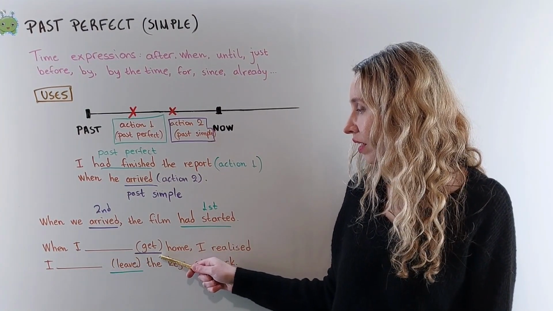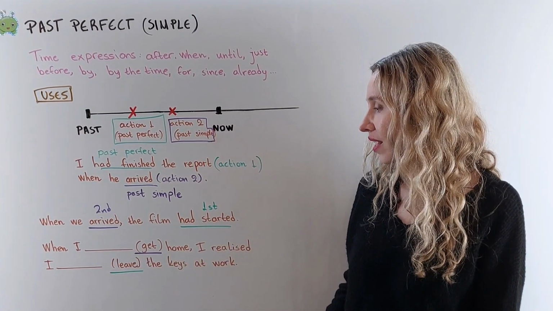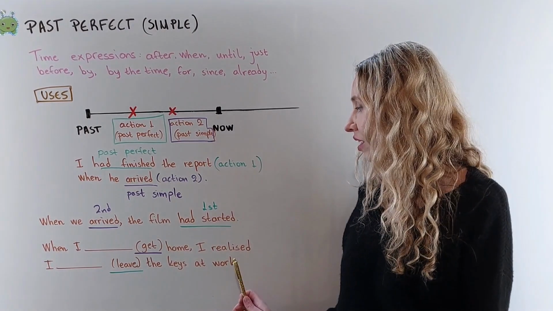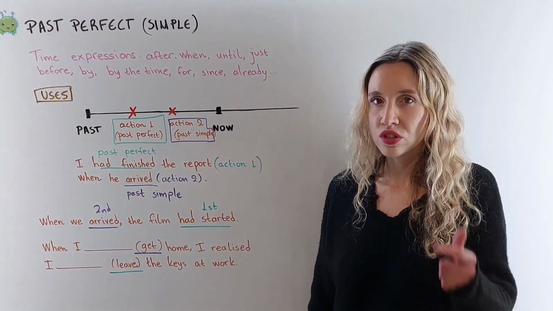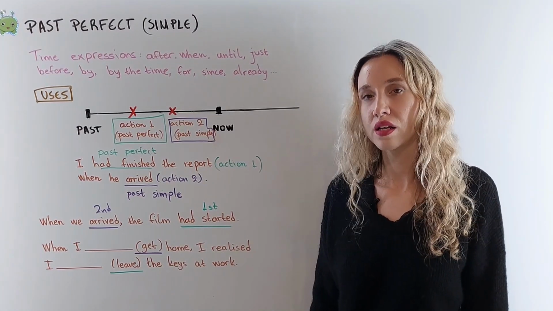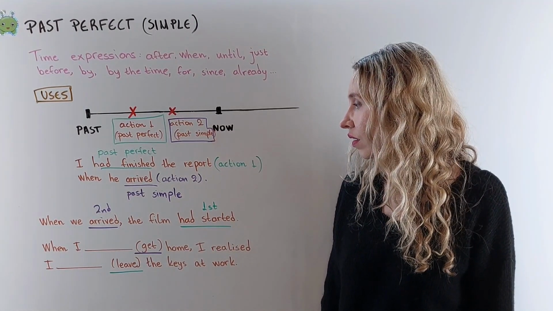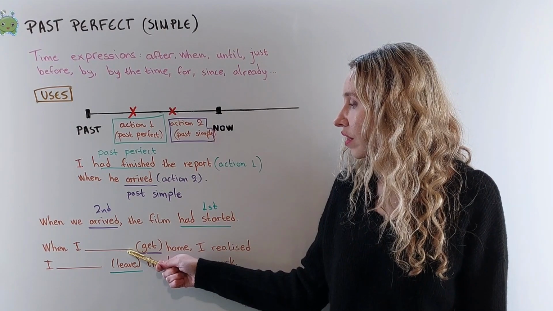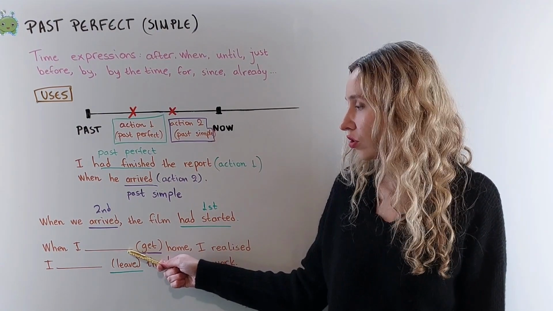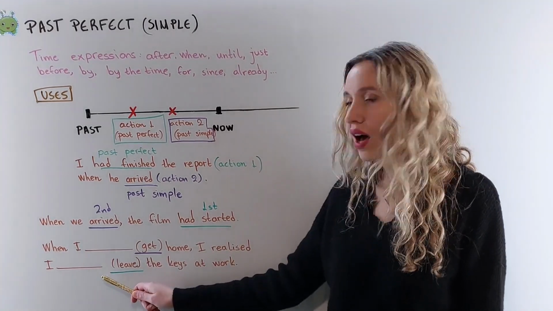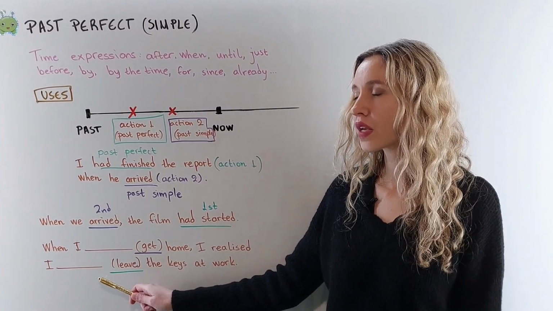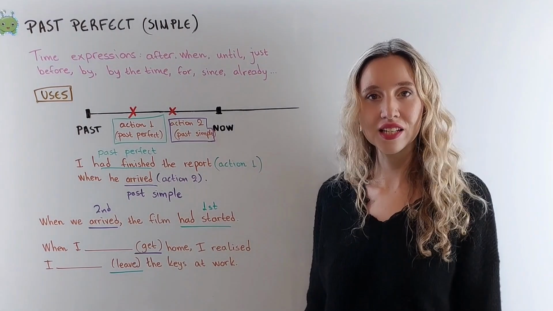When I home, I realized the keys at work. What happened first? You use the past perfect there. This is the second action. Okay, so I'll use the past simple. When I got home, I realized I had left the keys at work.